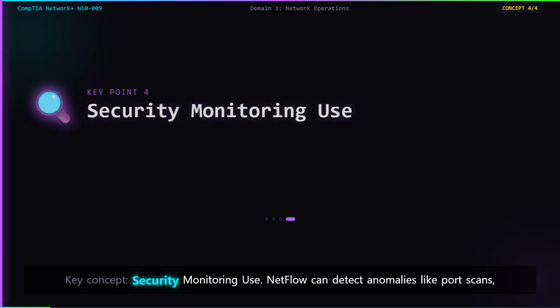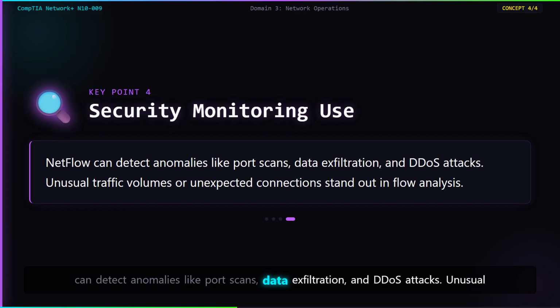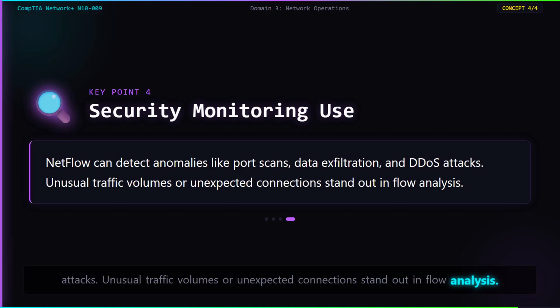Key concept: security monitoring use. NetFlow can detect anomalies like port scans, data exfiltration, and DDoS attacks. Unusual traffic volumes or unexpected connections stand out in flow analysis.